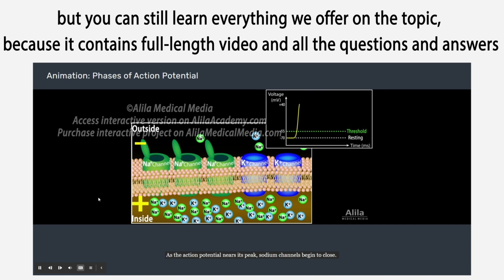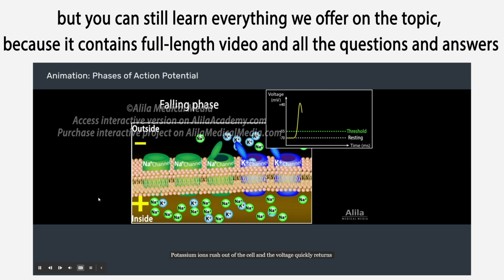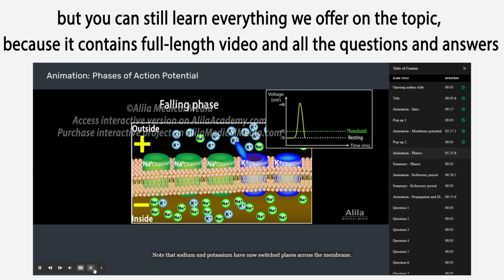As the action potential nears its peak, sodium channels begin to close. By this time, the slow potassium channels are fully open. Potassium ions rush out of the cell, and the voltage quickly returns to its original resting value. This is the falling phase. Note that sodium and potassium have now switched places across the membrane.